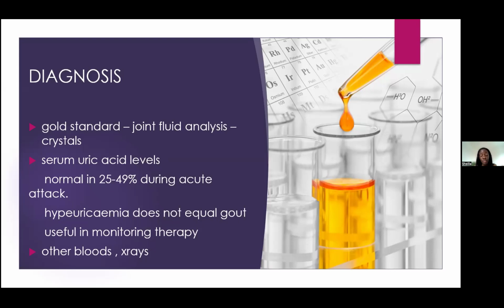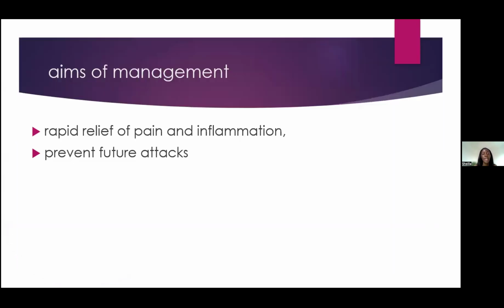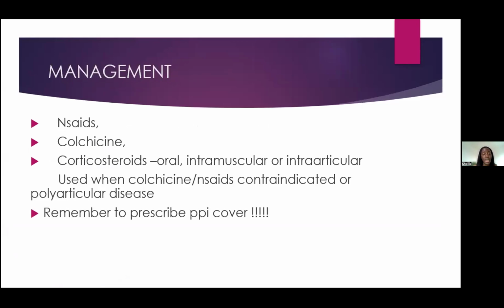Other bloods looking for inflammatory conditions, infection are useful, as well as X-rays to look for things like chondrocalcinosis. Now, the aims of management, you all would know, is relief of pain and inflammation and preventing future attacks. So we tend to give NSAIDs in the acute presentation, if not contraindicated. We can also use colchicine for about 3 days.